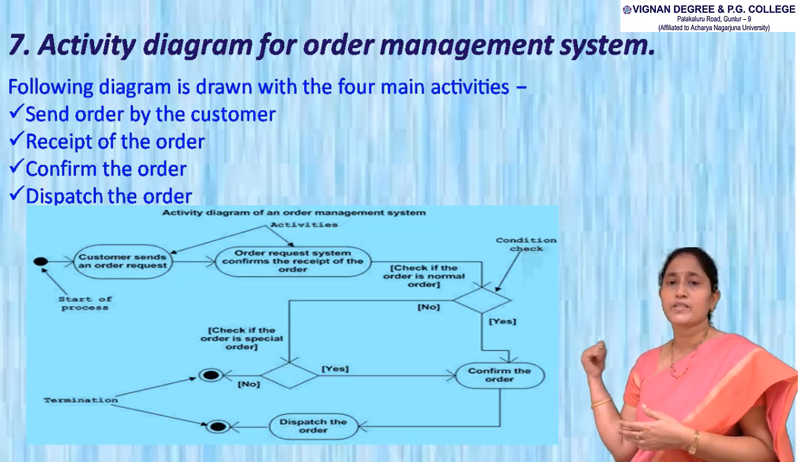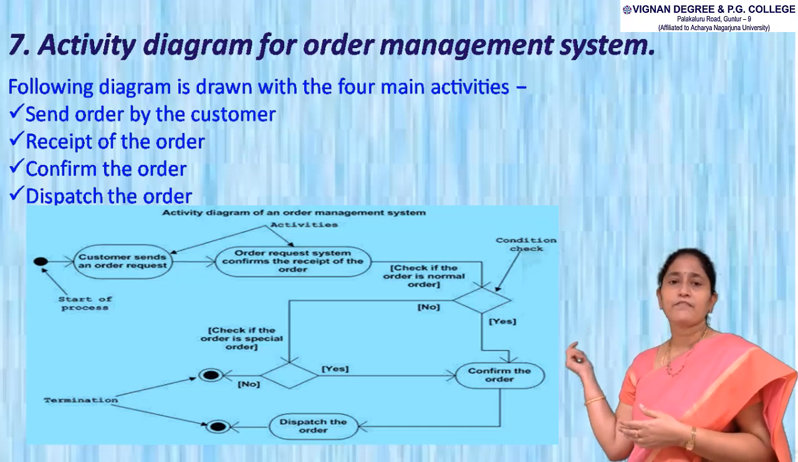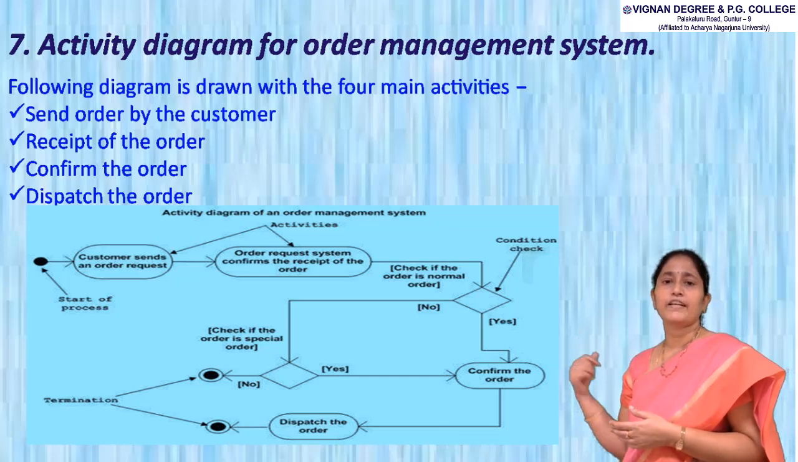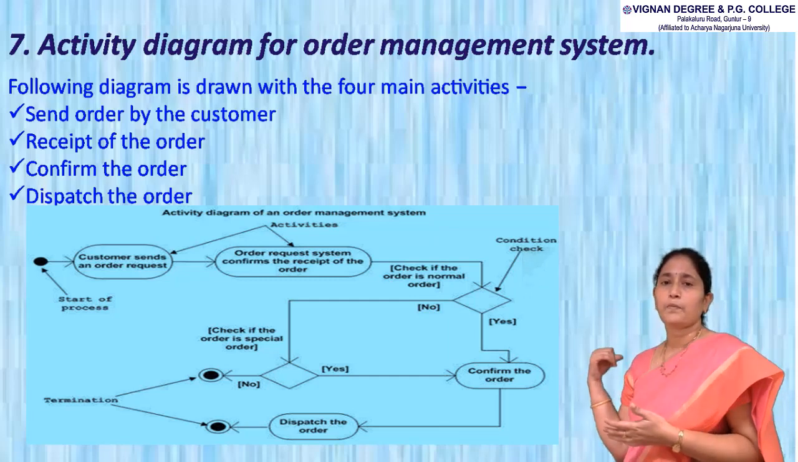So the following diagram is drawn with the 4 main activities: send order by the customer, receipt of the order, confirm the order, and dispatch the order. After receiving the order request, condition checks are performed to check if it is a normal or a special order. After the type of order is identified, the dispatch activity is performed and the process terminates.